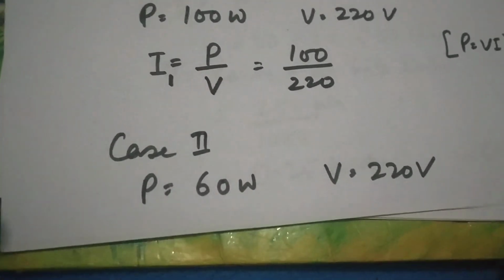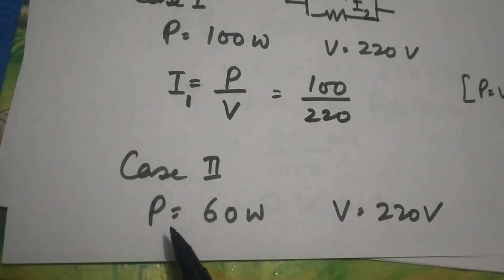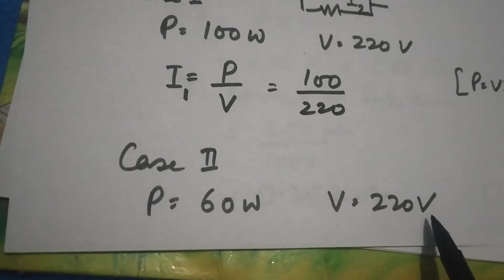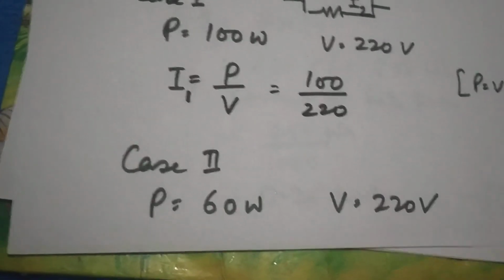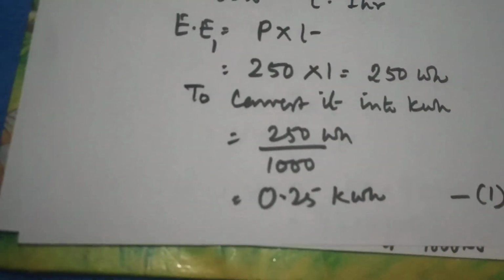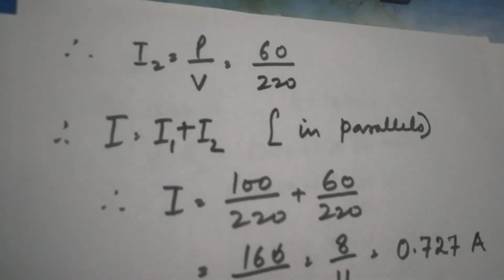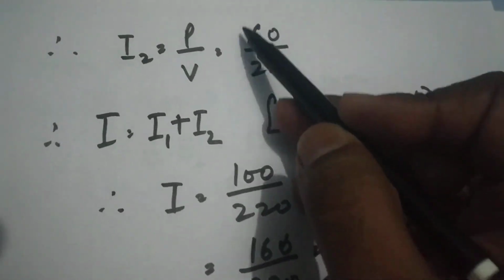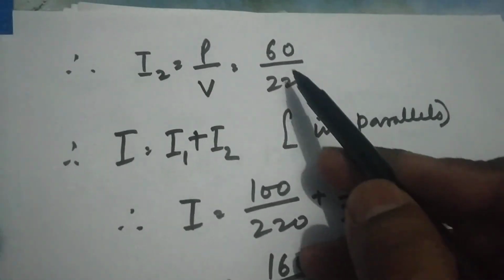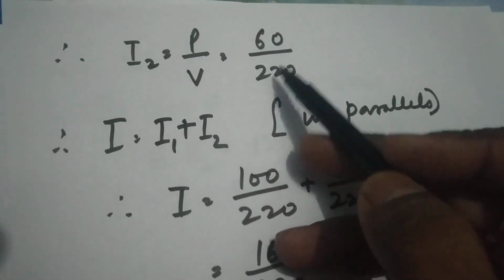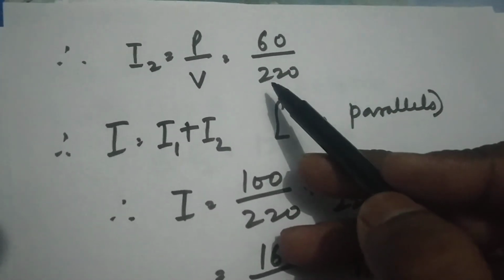Similarly, we can calculate for the second case also. The power of the bulb is 60 watt and the voltage is 220 volt. We again find the current for this bulb in this way: I2 is equal to P upon V. In this bulb, what is the power? 60. What is the voltage? 220. Earlier, in the first bulb, it was 100 upon 220. In this bulb, it is 60 upon 220.